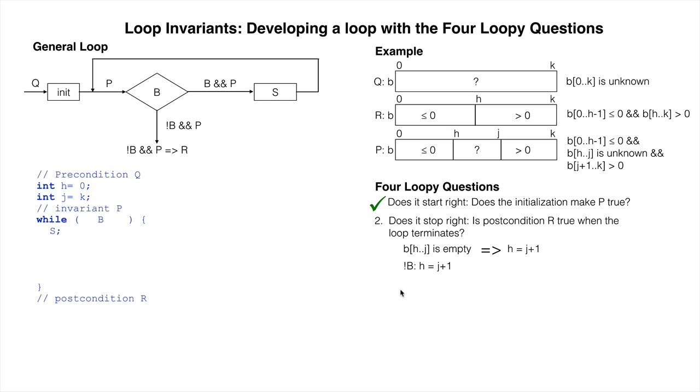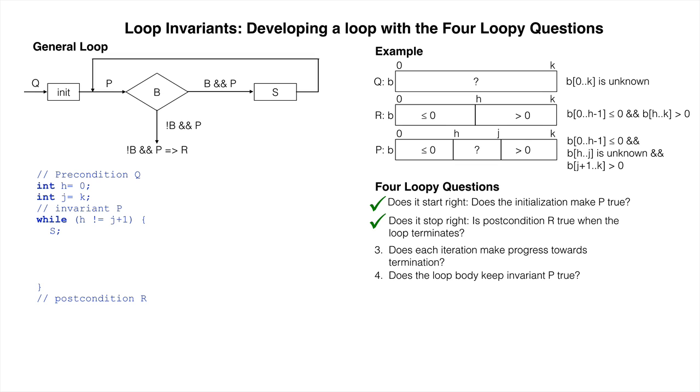So when B is false, h equals j plus 1. In other words, not B is h equals j plus 1. This implies that B should be h does not equal j plus 1. We have found our loop condition B. Combined with the invariant, the negation of B implies R is true.